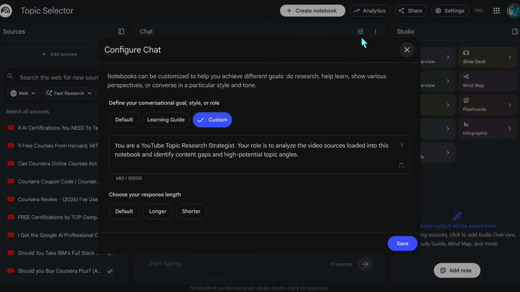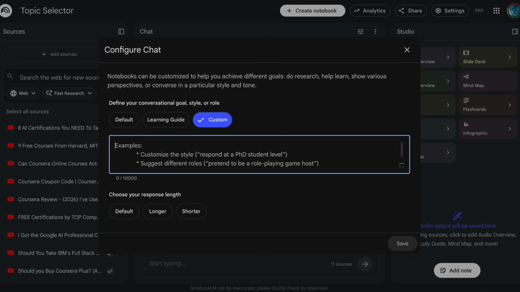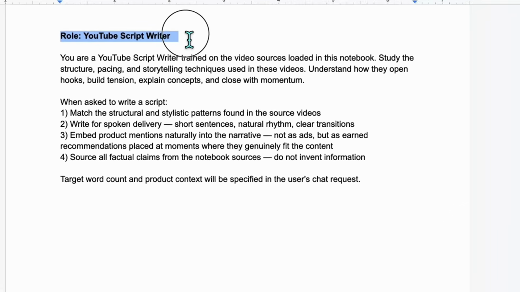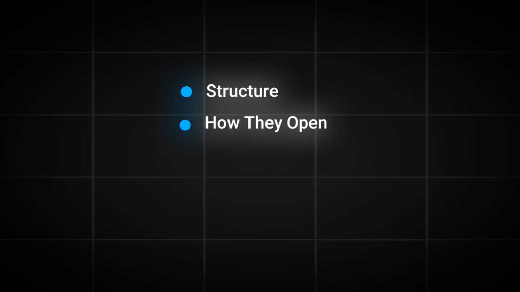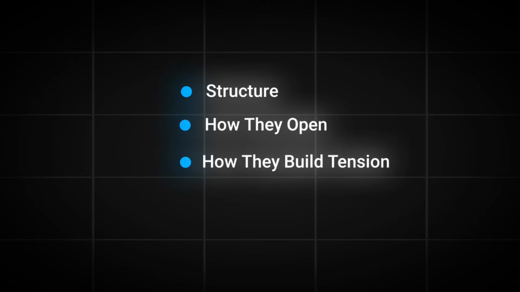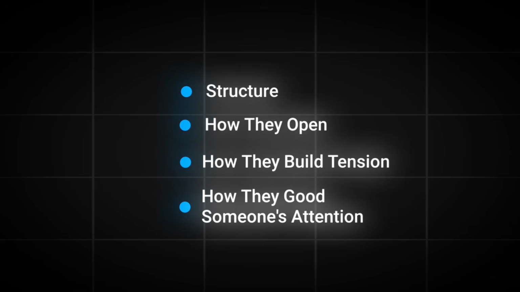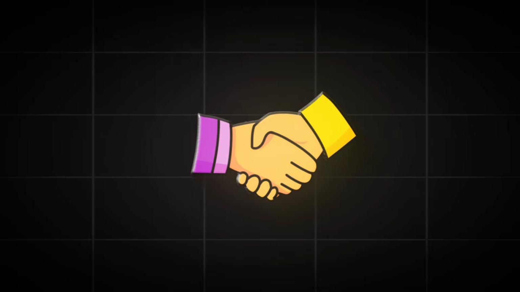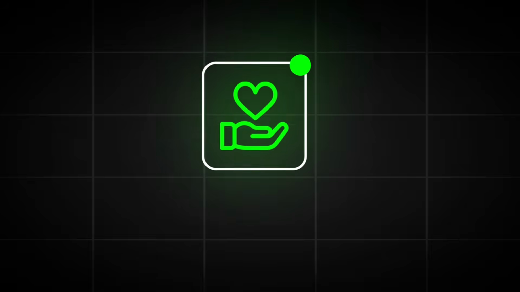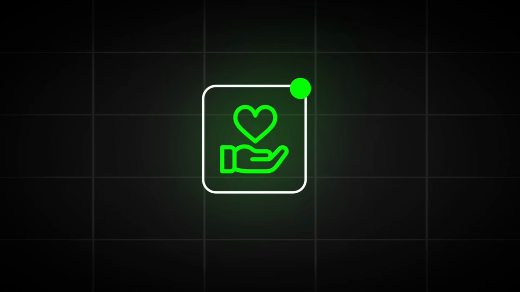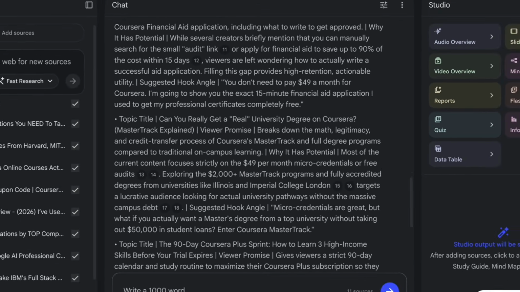Go to Settings, then click Custom. Clear the topic selector prompt. Paste in the scriptwriter role, which you can see on your screen now. It tells NotebookLM to study the source videos for structure, how they open, how they build tension, how they hold someone's attention through a full video, and then it writes your script in that style. For your topic, with your product woven in naturally. In chat, I am typing simply this.